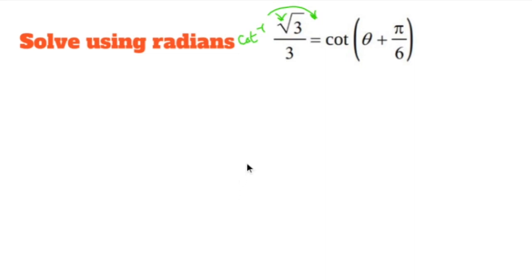I'm going to be a little creative. What if I don't have an inverse cotangent button? Like, let's say I'm on Desmos, which doesn't have an inverse cotangent button. What do I do? Well, if root 3 over 3 equals cotangent of stuff, then I can just turn this into root 3 over 3 equals 1 over the tangent of stuff.